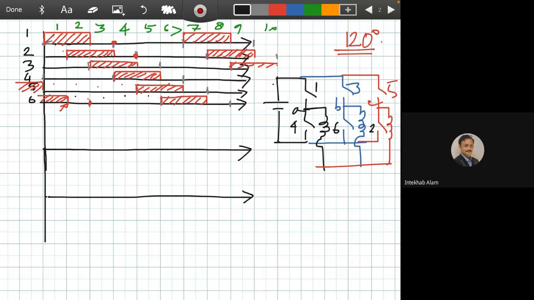First, for mode 1, 1 and 6 are on. So if it is 1 and 6, then 1 is on with the upper bank switch and 6 is with the lower bank switch. One and 6, do you agree? So this is point A with 1, point B with 6, and here is the neutral point.